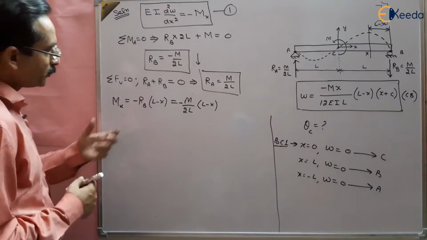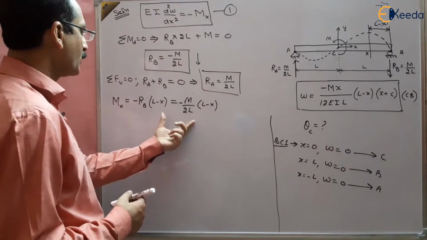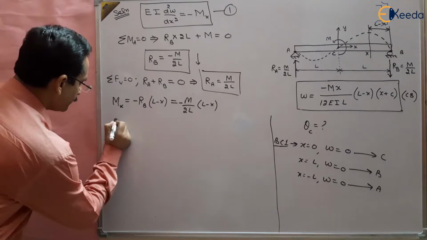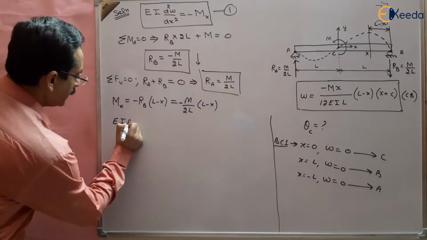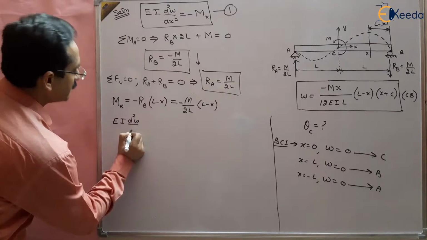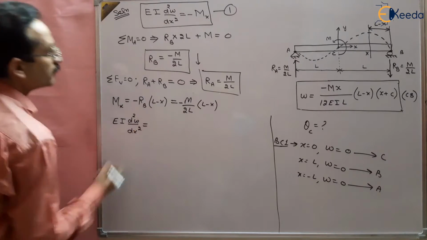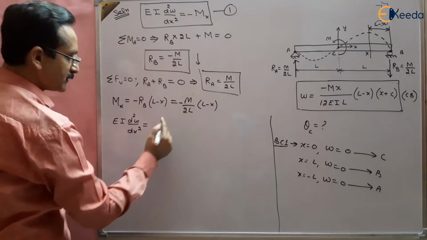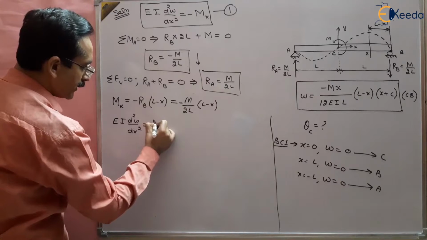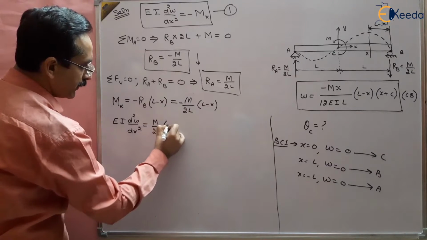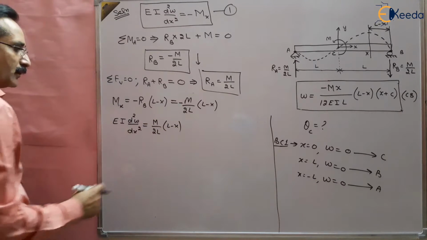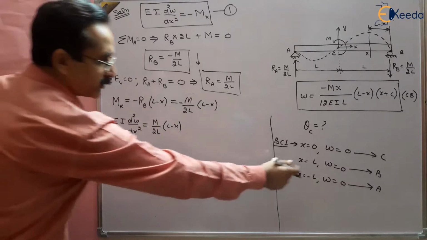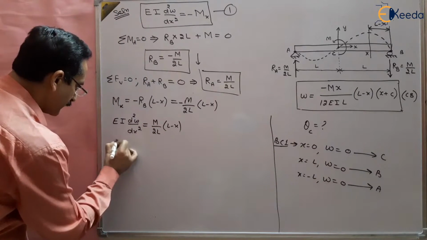So this is the bending moment at point X, that is M by 2L into L minus X. Now put this bending moment value in equation 1. What we get is EI d2W by dx square will be equal to minus Mx at a distance x, so minus minus plus M by 2L into L minus X. So we can integrate it to get the constant, and then the constant can be solved using boundary conditions.